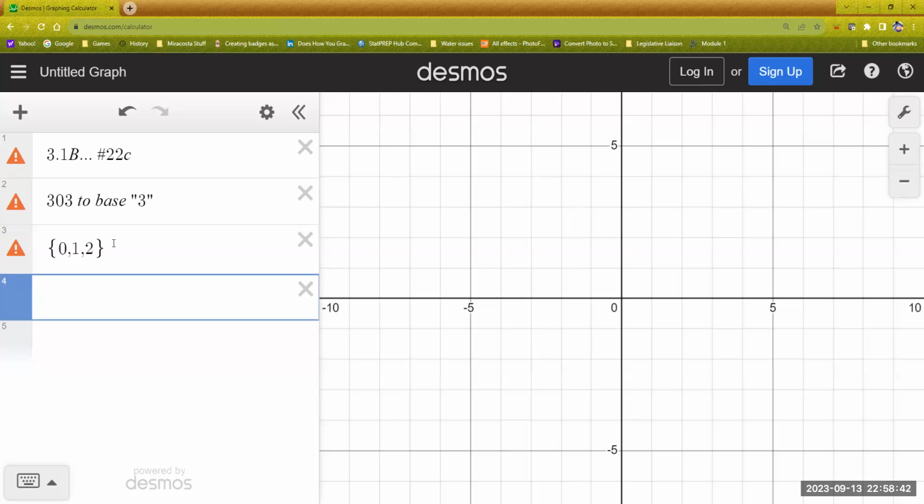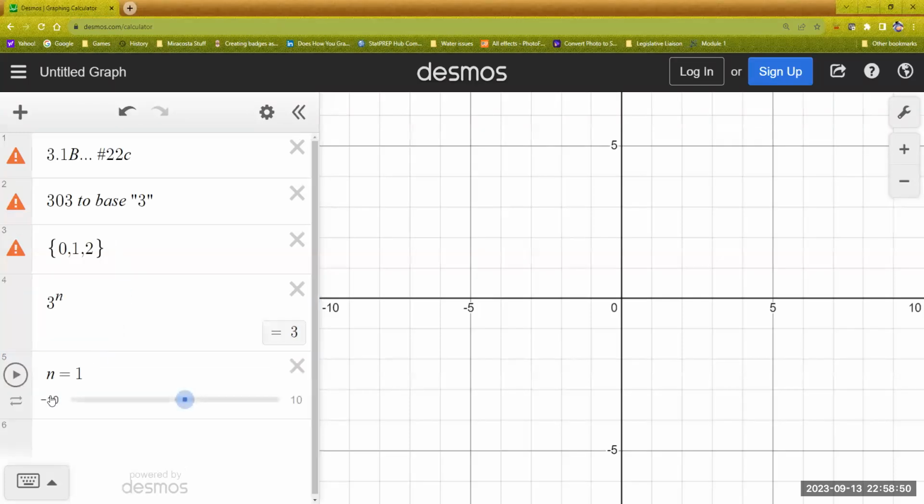Remember, it's all place value, so 3 to the 0, and I'm going to put 3 to the n, and then I'll just add a slider. I just want to be able to say, let's start from 0 and we'll go up to 10. Okay, so take a look. 3 to the 0 is 1. That's the ones place. Next up is the threes, groups of 3, groups of 9, groups of 27, 81, 243, and 729. So what that tells me is that I can have a group of 243.